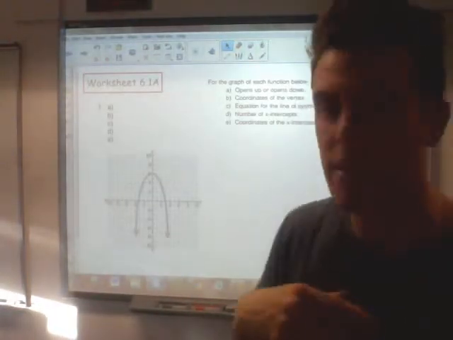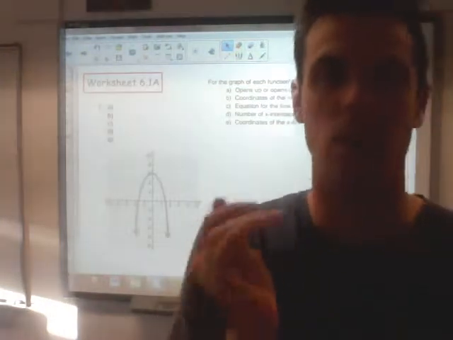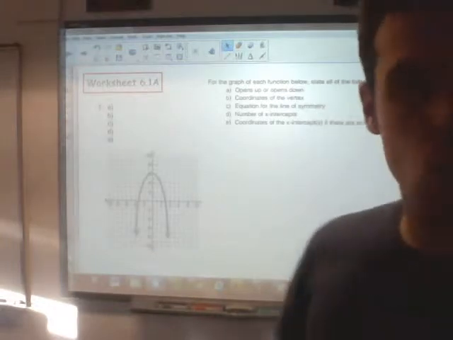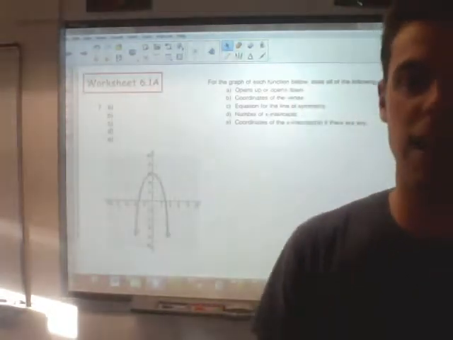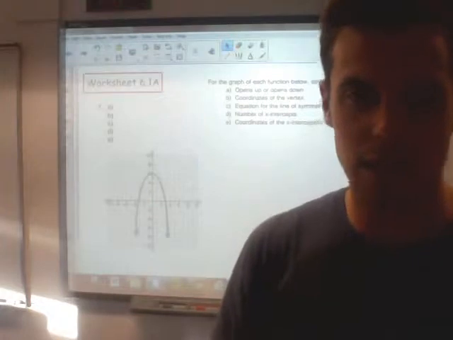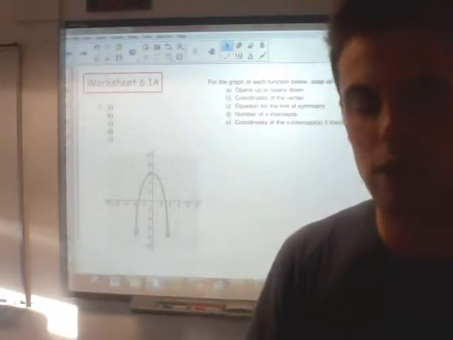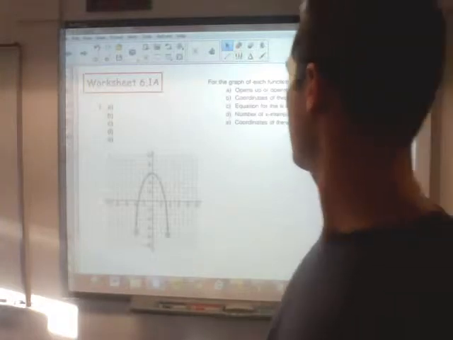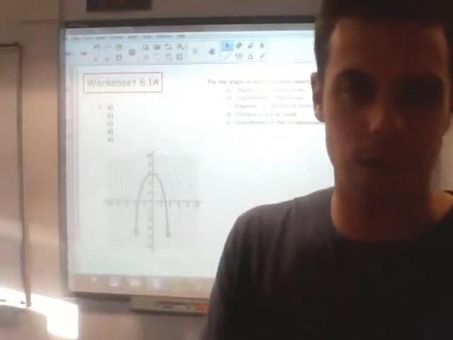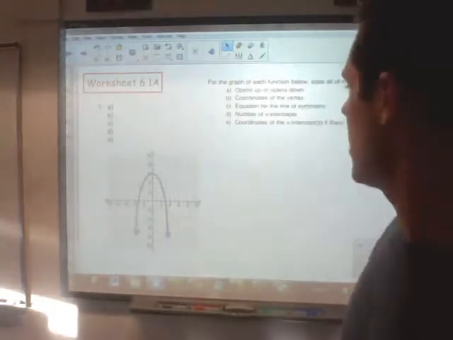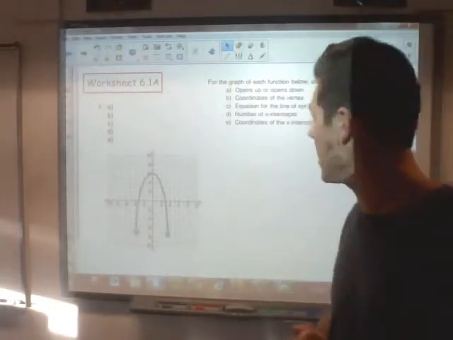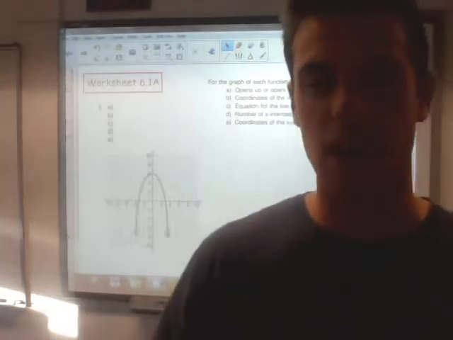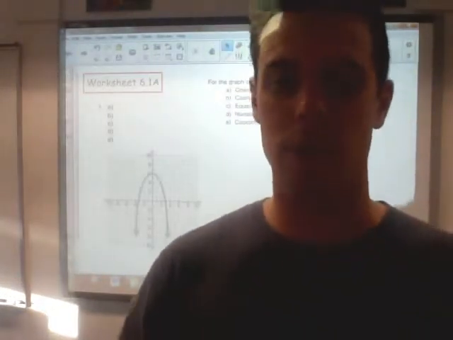A asks, does the parabola open up or does the parabola open downward? B asks, what are the coordinates of the vertex? Remember, the vertex is a location. It's an x comma y, so be sure to list an x comma y value. C says, what's the equation for the line of symmetry? Those are going to be x equals numbers in our case. D is the number of x-intercepts, and E are the coordinates of those x-intercepts, if there are any. Keep in mind sometimes there might not be.